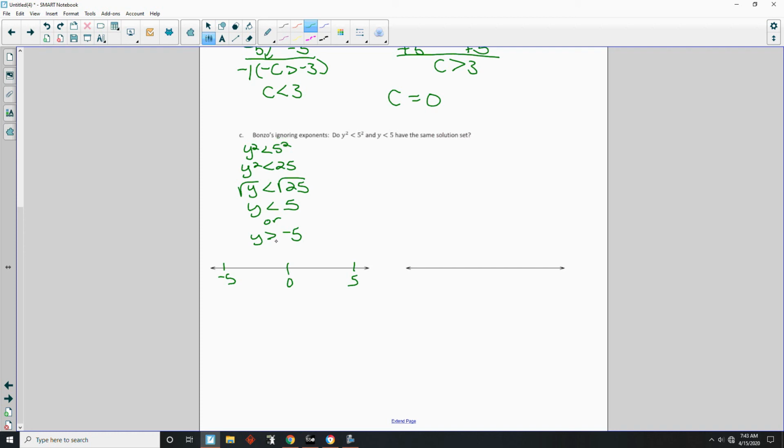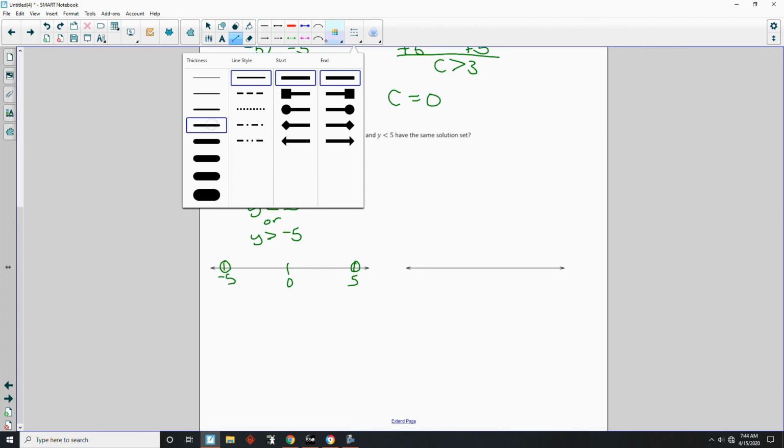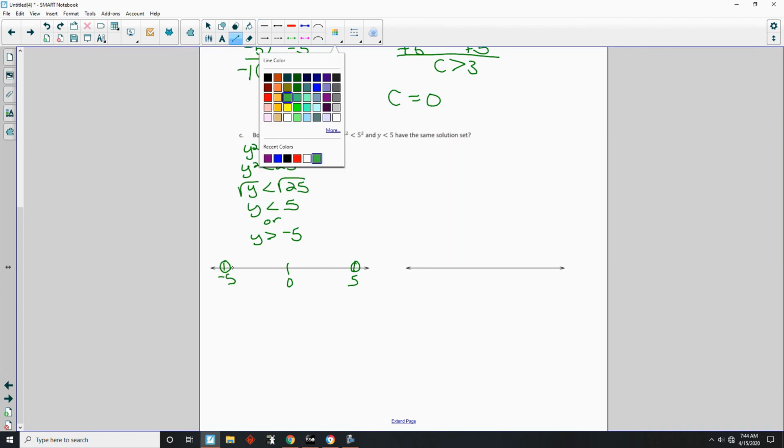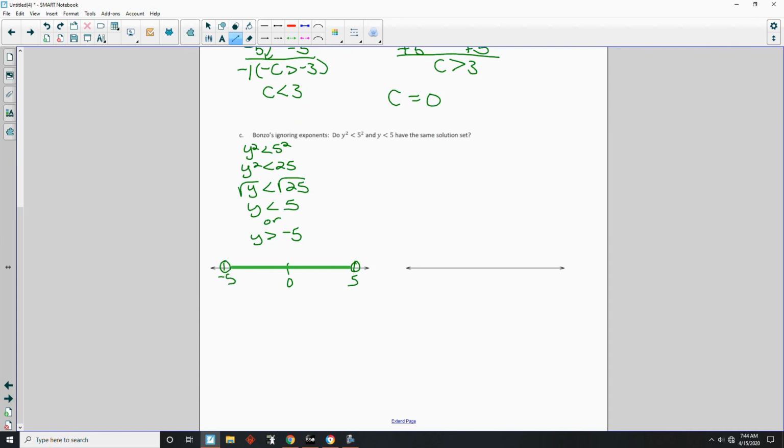Y is less than -5 would be an open circle here, and y less than 5 would be a circle here. So let's check 0. 0 squared is 0, and that's less than 25, so that's true. So I'm in the right vicinity. So now I'm going to shade this thick green, and so it's in between. So there's my solution set graph to give you a better picture.